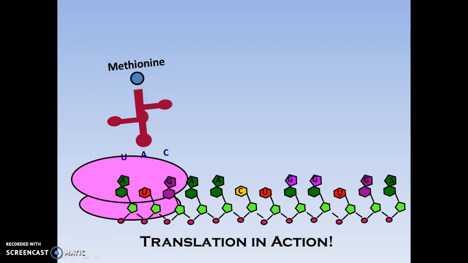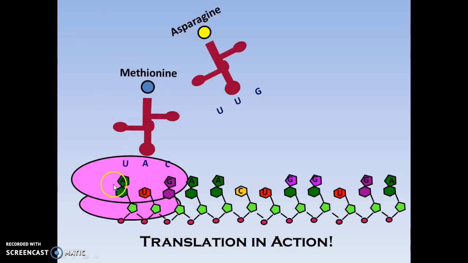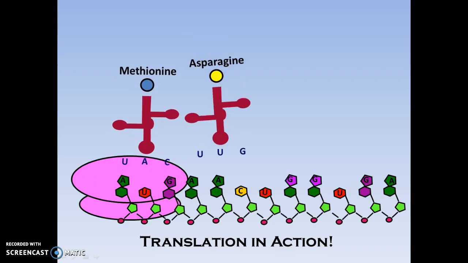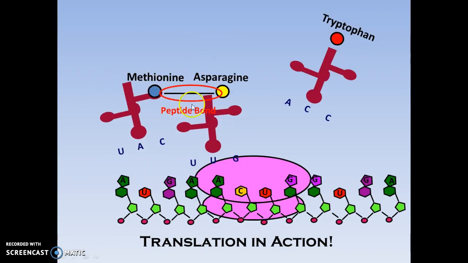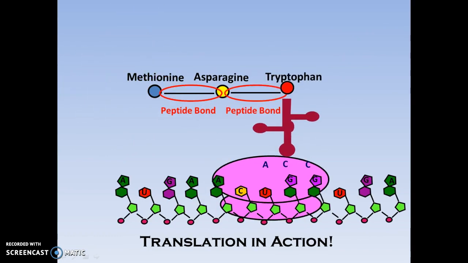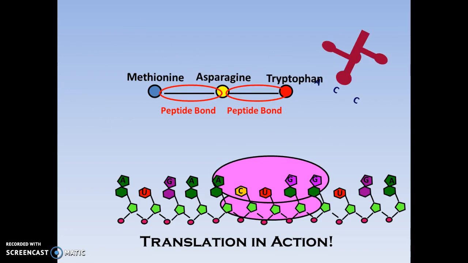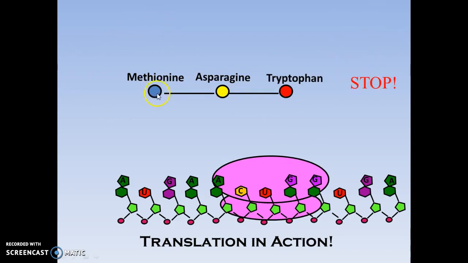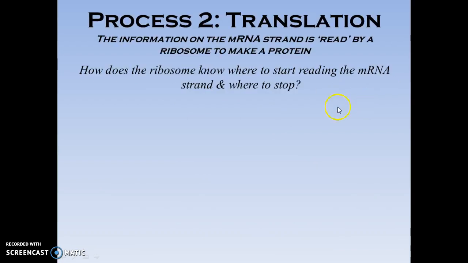Here comes the tRNA, its anticodon matching up with the codon of the mRNA. Here comes the next one, and the ribosome is going to help form that peptide bond between the adjacent amino acids. Notice that the tRNAs get out of the way, leaving amino acid joined with a peptide bond to the next amino acid with a peptide bond. And then here we see stop. And that's a great question, is how does the ribosome know where it's supposed to start reading and where it's supposed to stop? The answer to that lies in the codons.